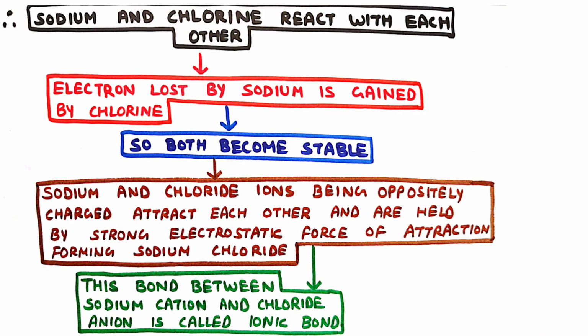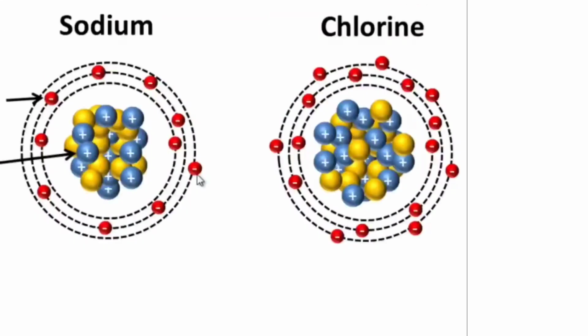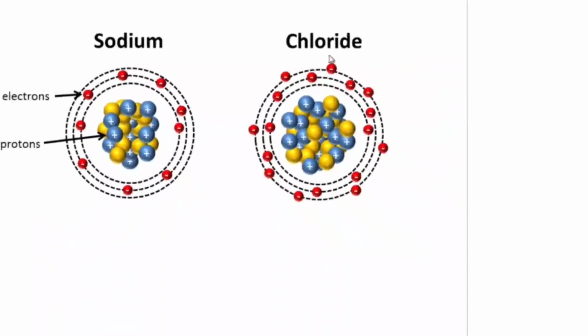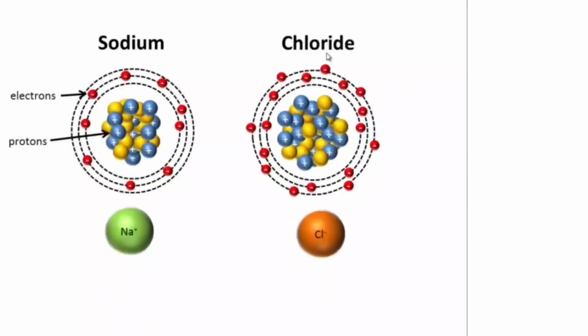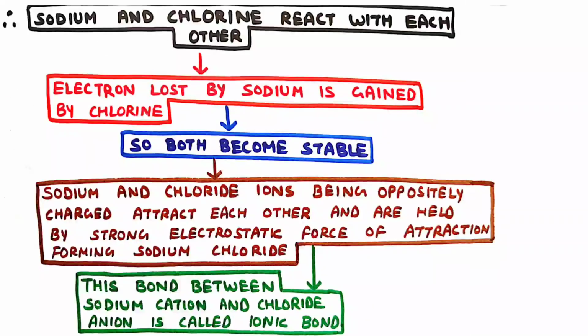So from this we see that sodium needs to lose 1 electron and chlorine needs to accept 1 electron to be stable. So if sodium and chlorine react with each other, then the electron lost by sodium is gained by chlorine. So both become stable. Now the sodium and chloride ions, being oppositely charged, attract each other and are held by very strong electrostatic forces of attraction, forming sodium chloride. This bond between sodium cation and chloride anion is known as an ionic bond.